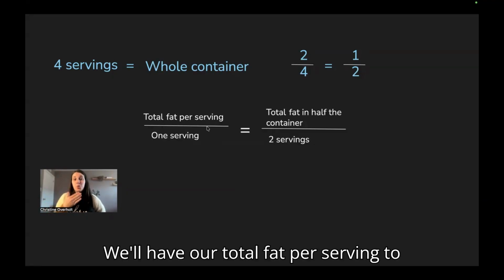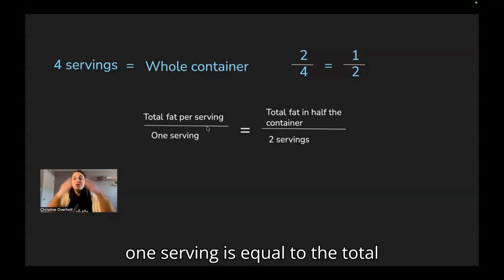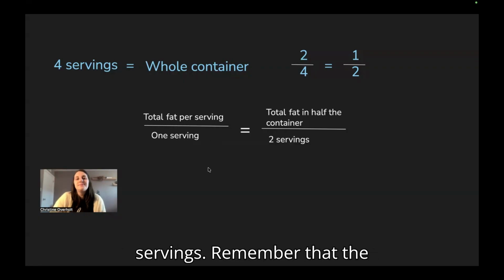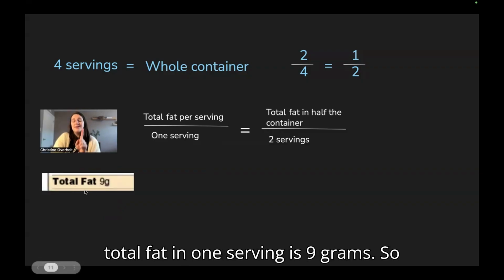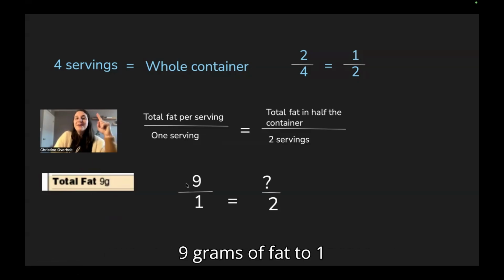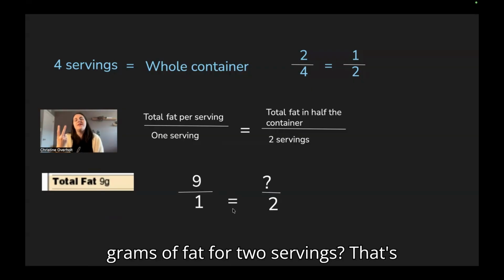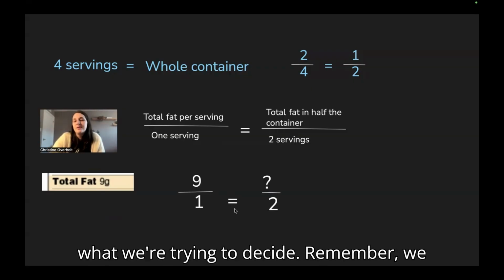We'll have our total fat per serving to 1 serving, is equal to the total fat in half of the container, that's 2 servings. Remember that the total fat in 1 serving is 9 grams. So 9 grams of fat to 1 serving is equal to how many grams of fat for 2 servings? That's what we're trying to decide.